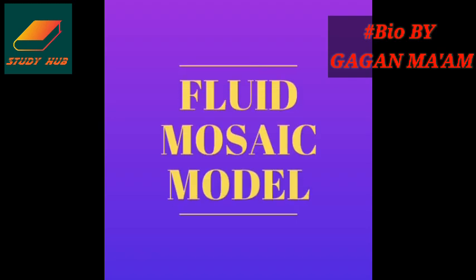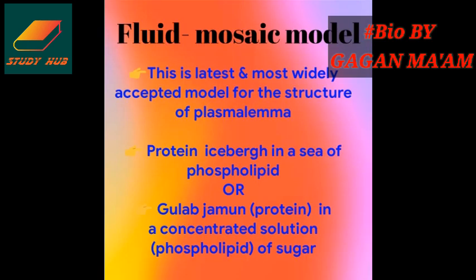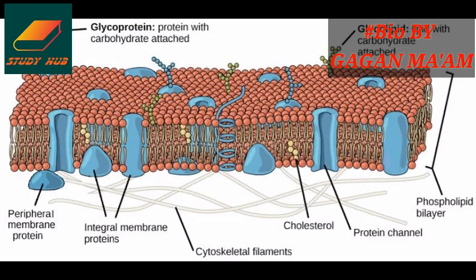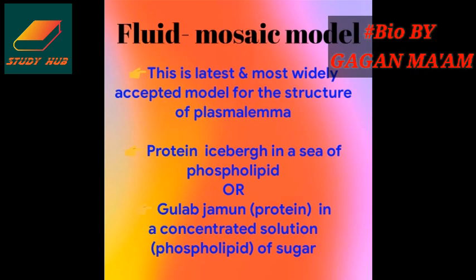Then later on one more model was proposed, the Fluid Mosaic model. It was given by Singer and Nicolson, and it is the latest and most widely accepted model for the structure of the plasma lemma or plasma membrane. According to the Fluid Mosaic model, proteins are arranged in the phospholipid bilayer in a mosaic pattern. Thus the membrane is termed a protein iceberg in the sea of phospholipid.